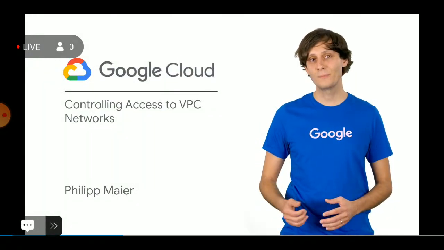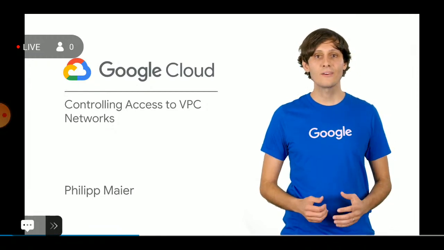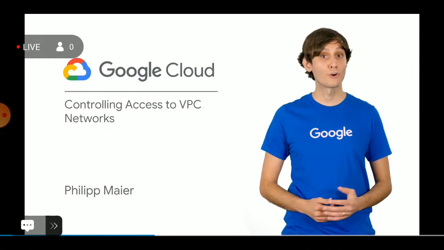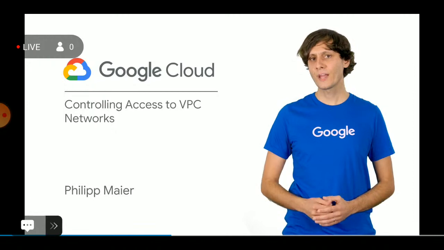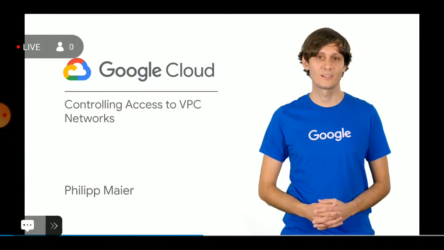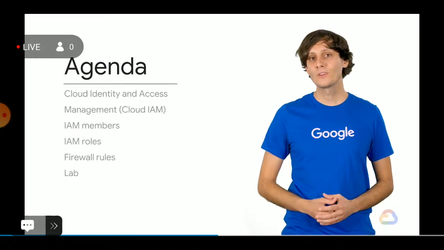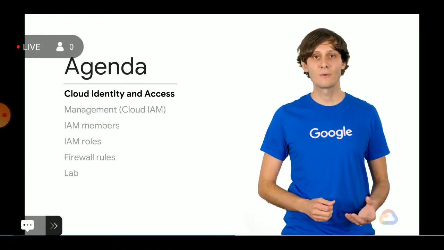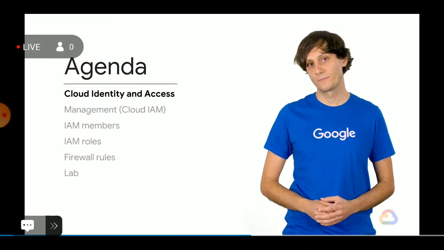In this module, we focus on controlling access to VPC networks. Cloud Identity and Access Management, or Cloud IAM, and firewall rules are some of the ways to control access to your VPC network. In this module, we start by introducing Cloud IAM from a high-level perspective.